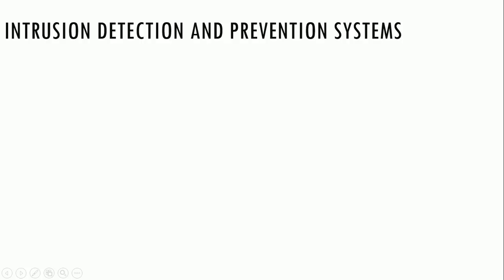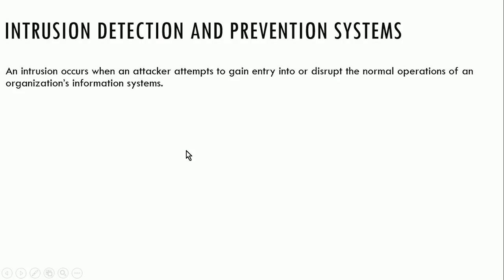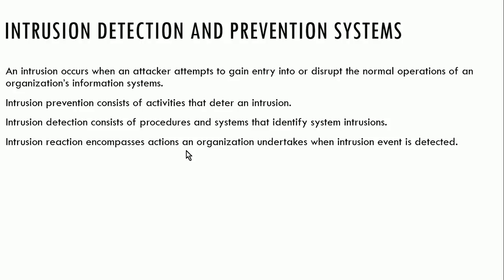Okay, so intrusion detection and prevention systems. An intrusion occurs when an attacker attempts to gain entry into or disrupt the normal operations of your information systems. That's pretty obvious. So intrusion prevention consists of anything that can deter or detect an intrusion. With an IDS, we're trying to do both. Simply having an intrusion detection system could deter an intrusion, being able to raise those flags when it's happening and so forth.